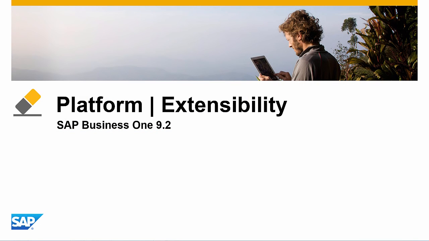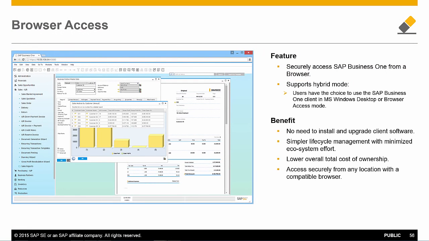Finally, we are going to take a look at several platform and extensibility topics for Release 9.2. Browser access offers simple remote access for on-premise customers, ultimately lowering the overall total cost of ownership with no need for a remote desktop connection and corresponding license for most users. No client upgrades means simpler lifecycle management with minimized ecosystem effort. You can securely access SAP Business One from any location with a compatible browser.